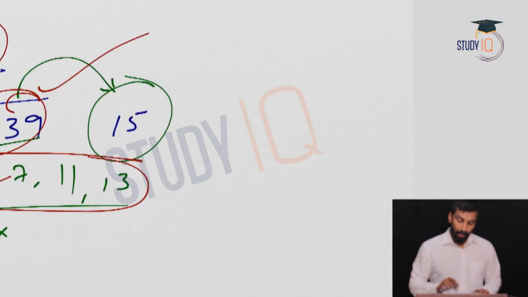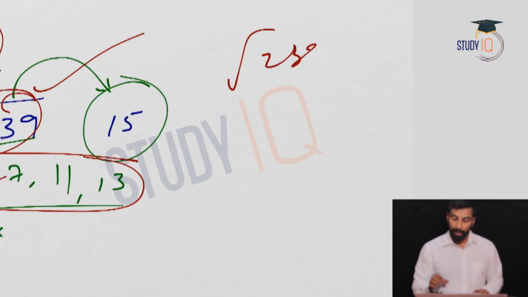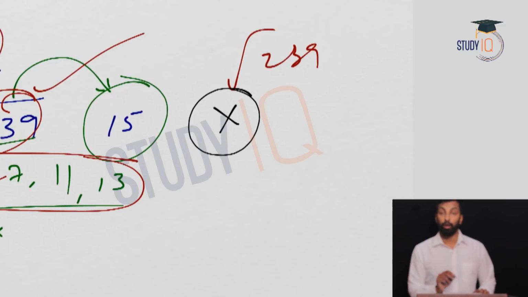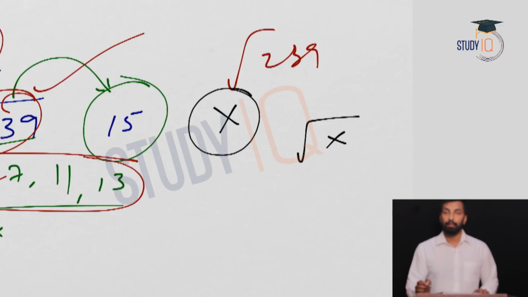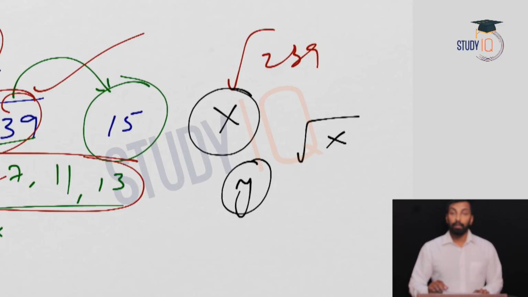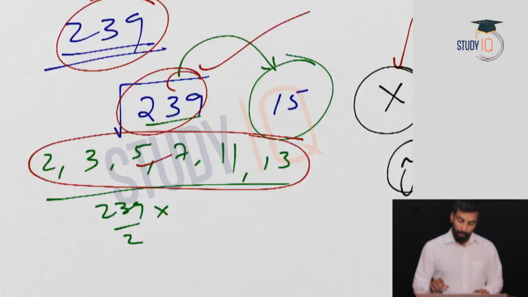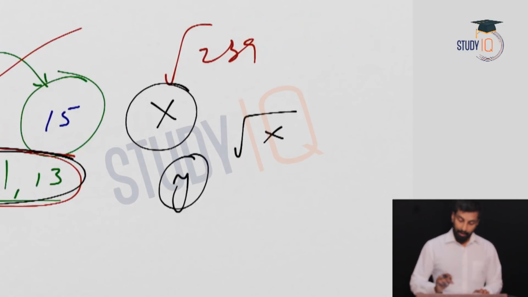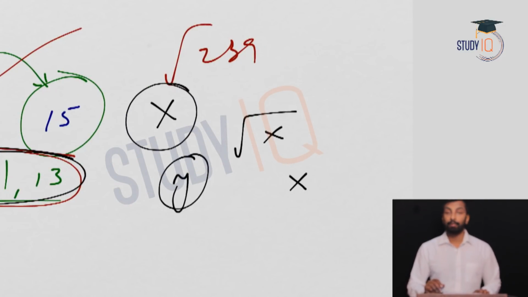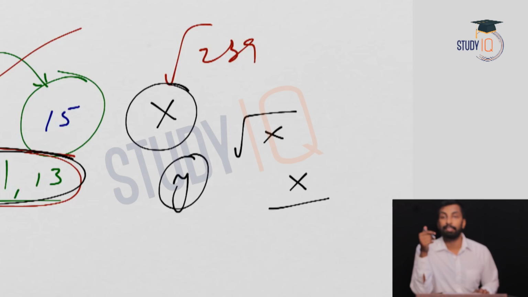So what we did is, we found the root of 239. If you need to generalize, you need to check whether x is a prime number or not. What you need to do? Find root x. Let's suppose you got y. Then you need to know the prime numbers up to y. Here, prime numbers up to 15. Then you need to divide x with all the prime numbers. If you can divide with any of the prime numbers, it's not a prime number because it's a factor. Otherwise, it's a prime number.